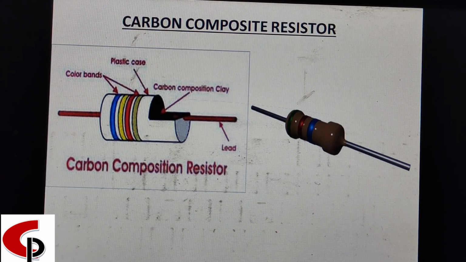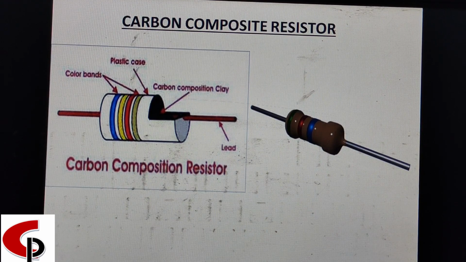Hence, if more carbon is added, then more electric current flows and only a small amount of electric current is blocked. Thus, the carbon composition resistor with more carbon has low resistance. If less carbon is added, only a small amount of electric current flows and more electric current is blocked. Thus, the carbon composition resistor with less carbon has more resistance.